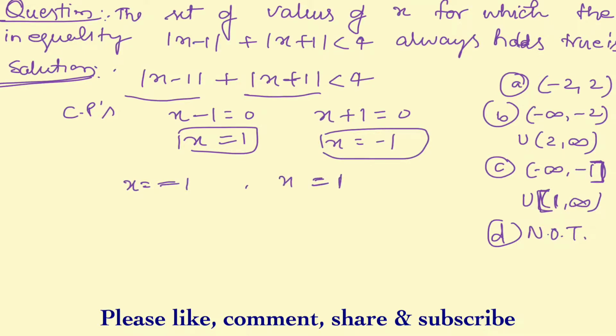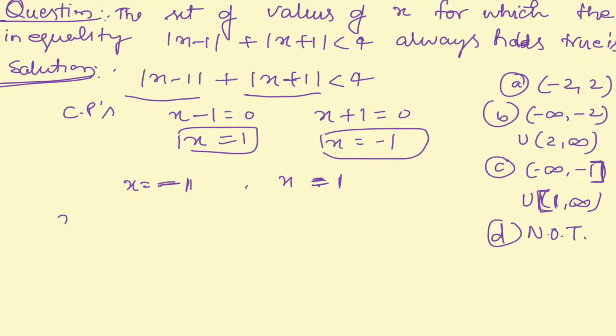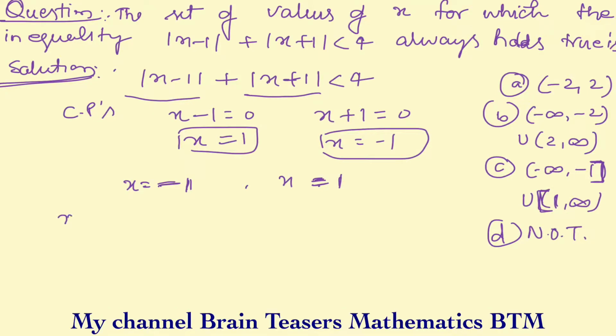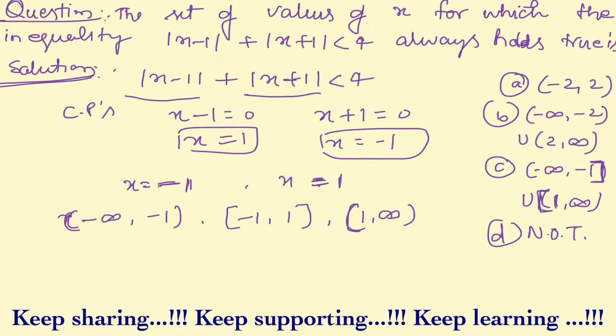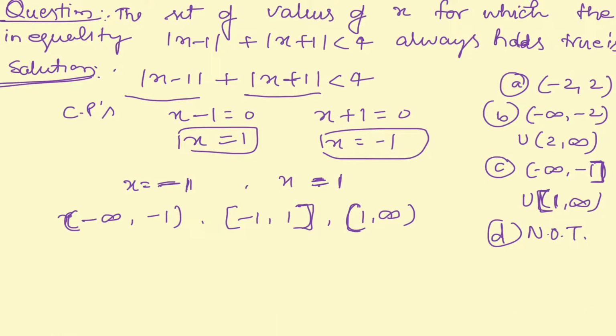These critical points will divide the number line, and three cases will be formed. The first case is when x is from minus infinity to minus 1, the second case is when x is from minus 1 to 1, and the third case is when x is from 1 to plus infinity. So the intervals are minus infinity to minus 1, closed interval minus 1 to 1, and 1 to infinity. How are we going to solve this?